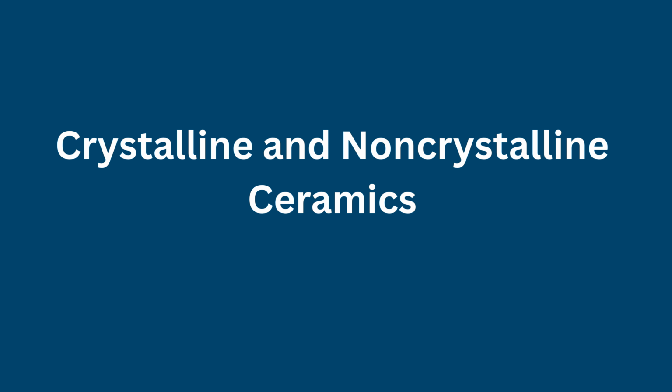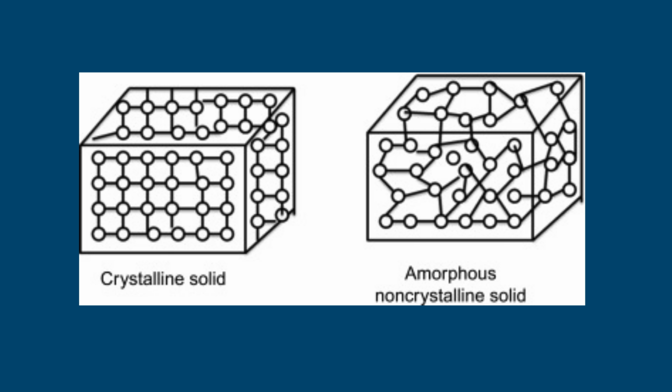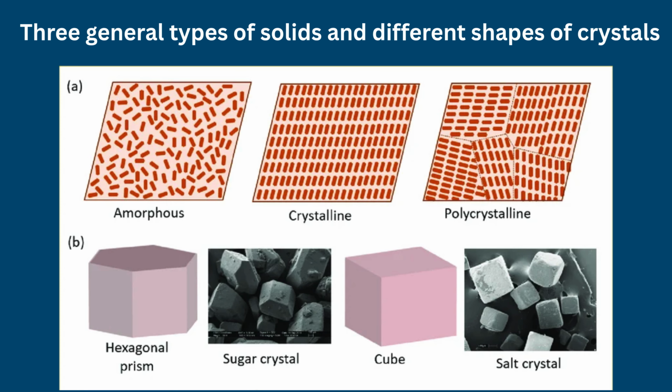Crystalline and non-crystalline ceramics. Ceramics may be categorized according to atomic arrangement into crystalline and non-crystalline materials. Crystalline ceramics. Most engineering ceramics possess crystalline structures in which atoms are arranged in highly ordered repeating patterns. These materials are generally polycrystalline, consisting of numerous grains separated by grain boundaries. Their mechanical and thermal properties strongly depend on grain size, porosity, phase composition, and sintering conditions.